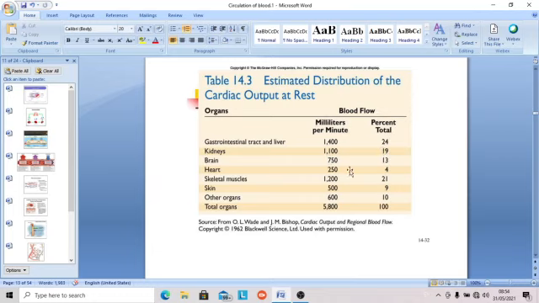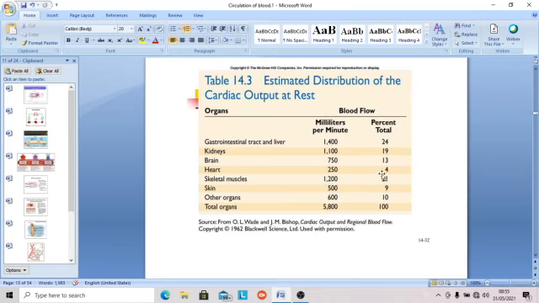Brain gets 750 milliliter, about 13%. The heart gets 250 milliliter blood in 1 minute, about 4 to 5%. Skeletal muscle, this is at rest. Otherwise, when the exercise goes on or running, this blood supply to skeletal muscle greatly increases. At rest, skeletal muscle constitutes 40% of the weight of the body. So, compared to this size, this is minimum at rest.